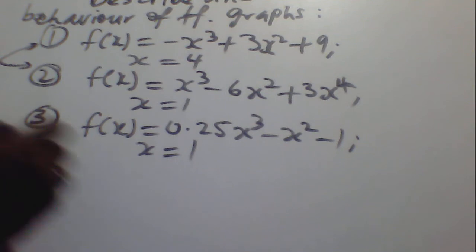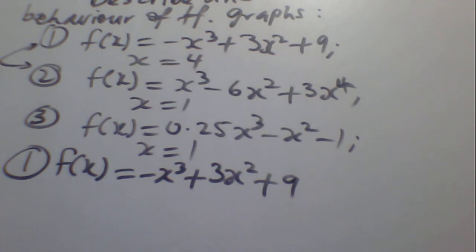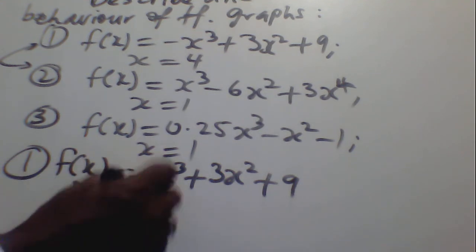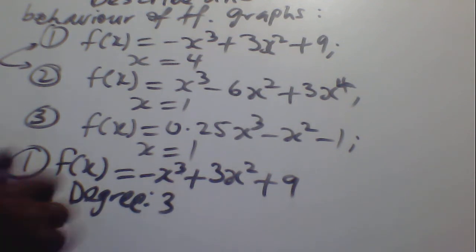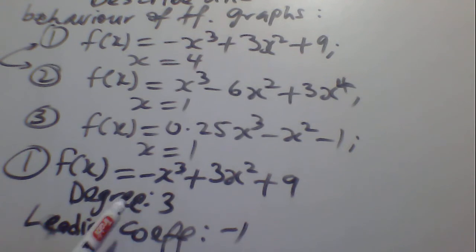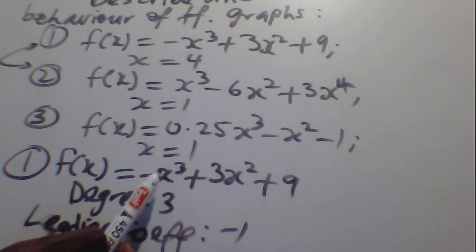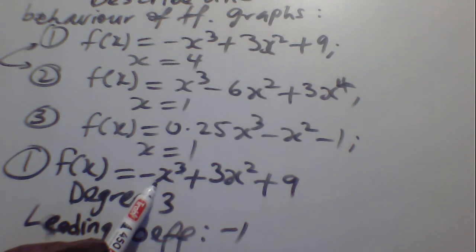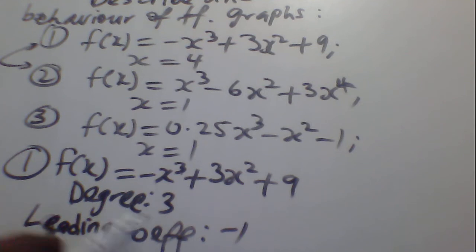The first one, f of x is equal to minus x raised to power 3 plus 3x squared plus 9. So to describe this function, the function has a degree of 3. The leading coefficient is minus 1. I told you that the degree of any given polynomial function depends on the term with the highest exponent of the variable. In this case, minus x cubed has the highest exponent, which is 3. So the degree is 3 and the leading coefficient of this term is minus 1.